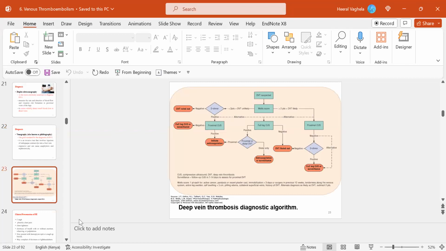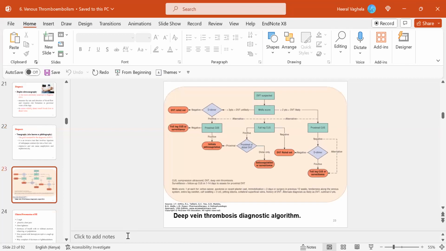Yeah, so like I said, you look at the Wells score. When you suspect DVT, you do the Wells score, and then if the D-dimer is positive, then you have DVT. Mostly you have to look at the Wells score and D-dimer to either rule out or say that there is DVT in this patient.